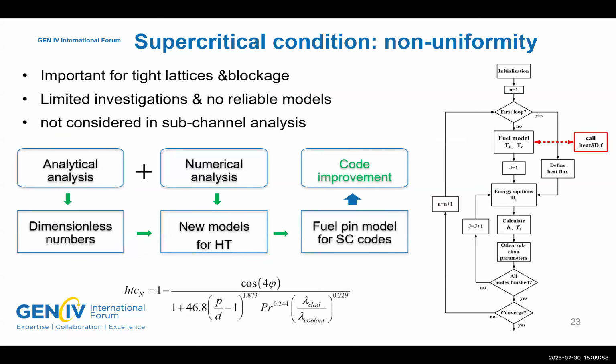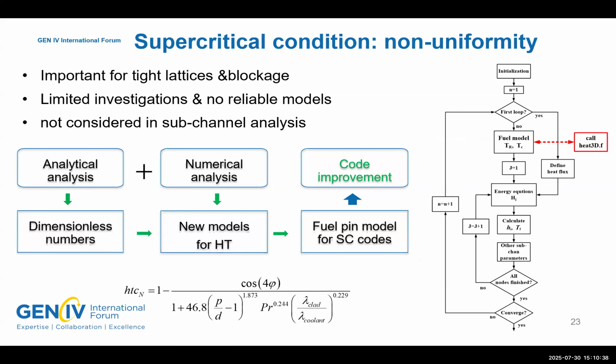And then we did some analytical analysis and numerical analysis. From the analytical analysis we get the dimensionless numbers, and from the numerical analysis we get the new models for the heat transfer coefficient, and after that we get the correlation as we showed here. So you will see it is a function of the angle and also a function of the P/D ratio, Prandtl number, and also the thermal conductivity ratio of the cladding and coolant.